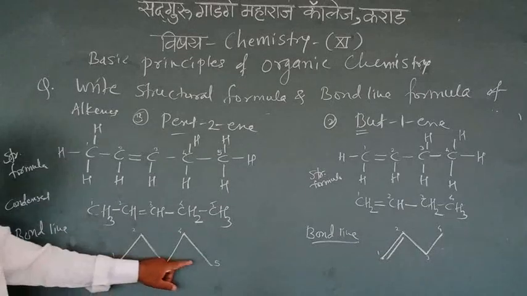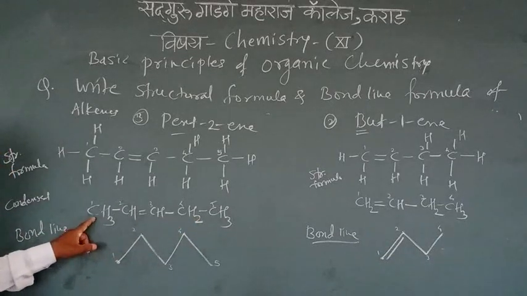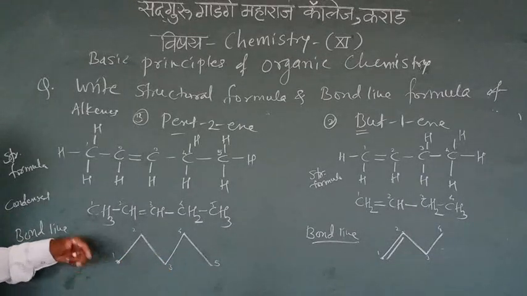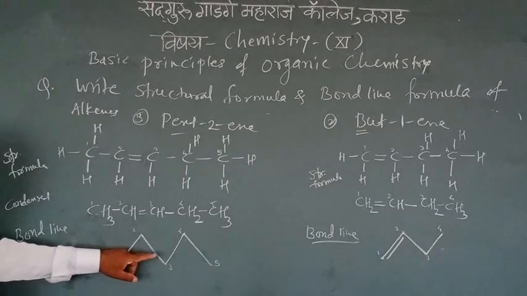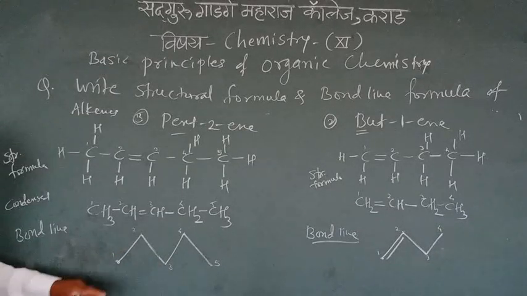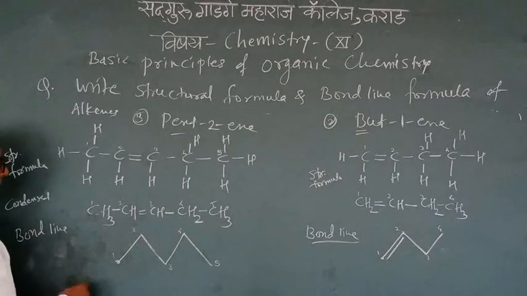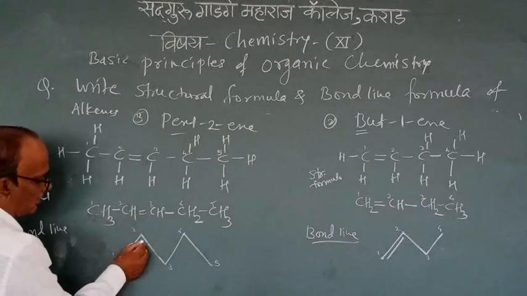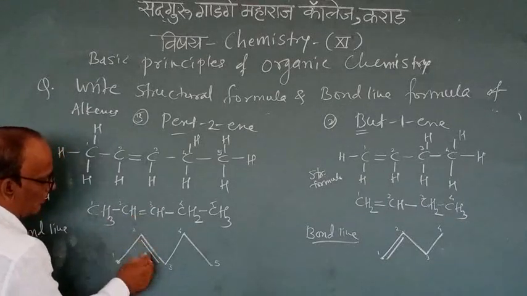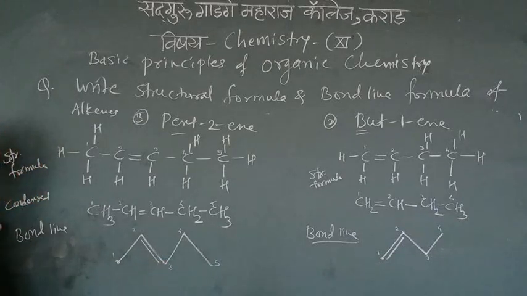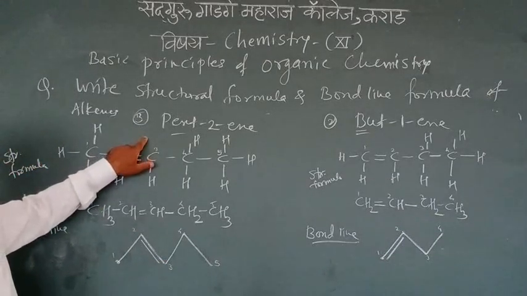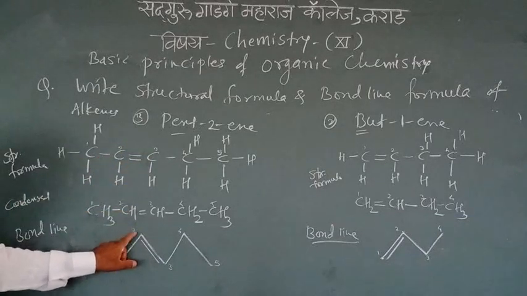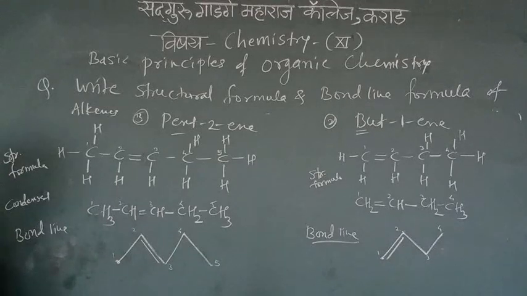At carbon number 1 and 5, methyl groups are present. Methyl groups are always present at the terminal of a bond line, or in any structure, if there is a single bond, then that carbon atom is attached to 3 hydrogen atoms. In this structure, between carbon number 2 and 3 a double bond is present. So you show here a double bond at carbon number 2 and 3. So this is the bond line formula for pent-2-ene, 5 carbon atoms, and in between carbon number 2 and 3 there is a double bond.